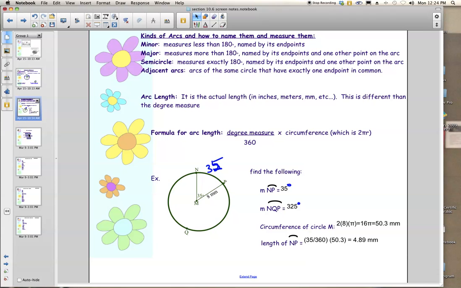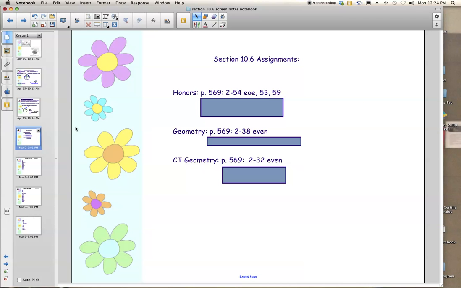That's how you use these formulas in section 10.6. Your homework is as follows.